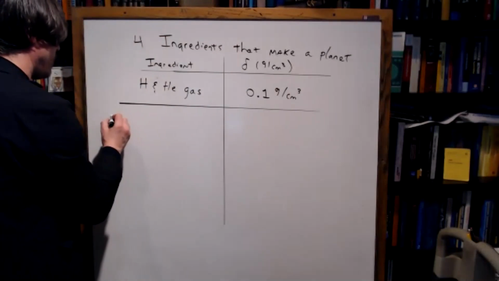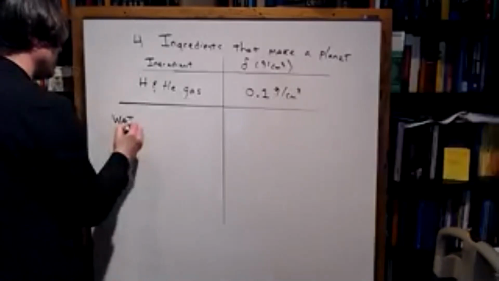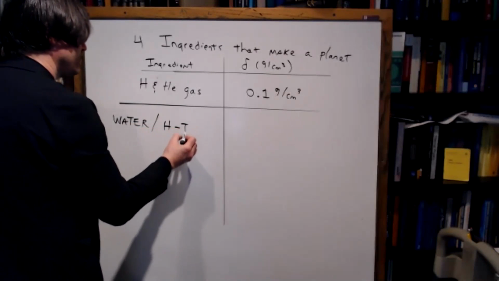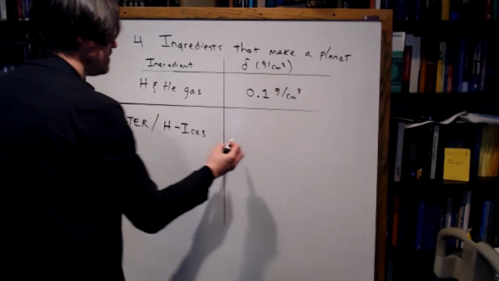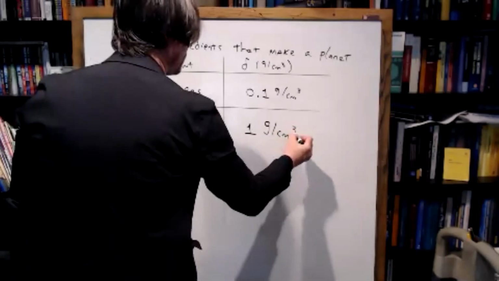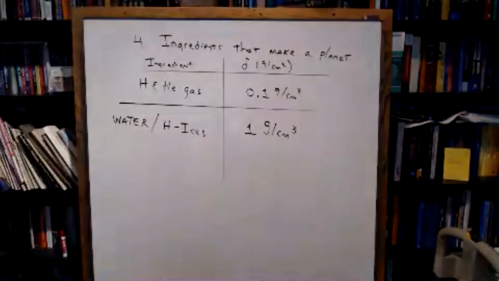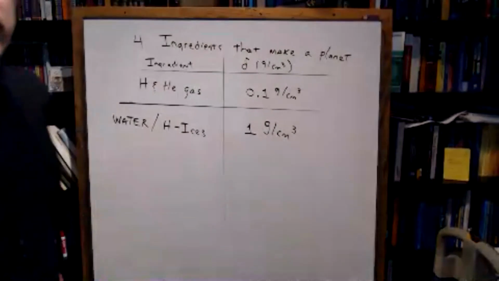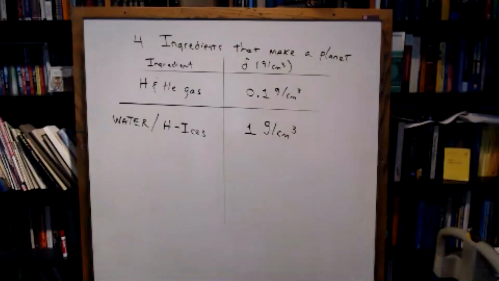Let's first do water, or in other cases, water has a similar density to hydrogen ices. They tend to have densities around 1 gram per cubic centimeter. In fact, water by definition, we defined a gram such that water would have exactly a density of 1 gram per cubic centimeter.